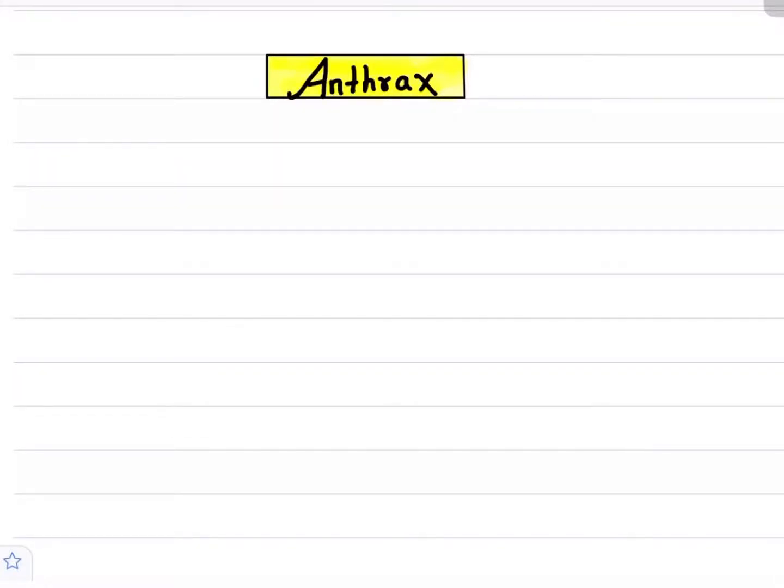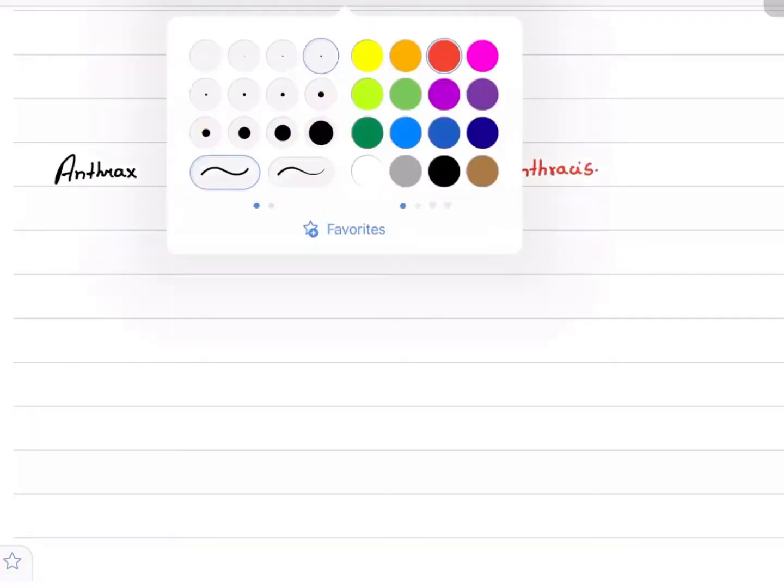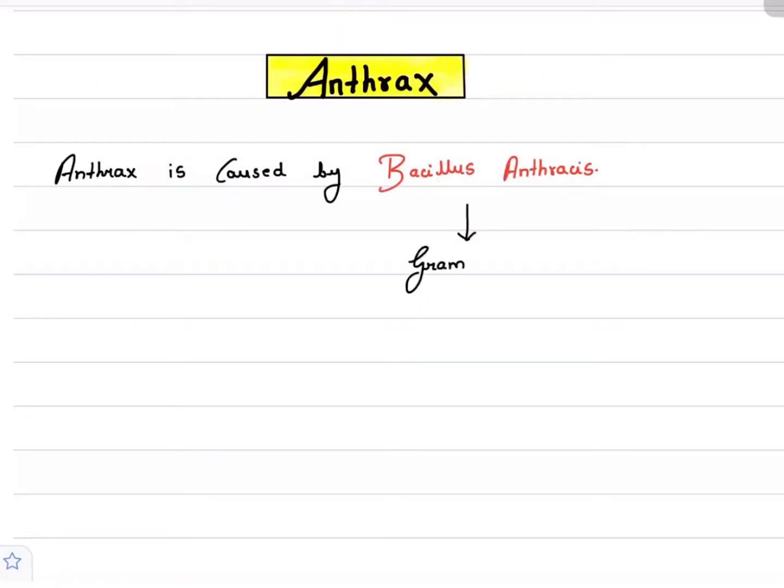Anthrax. Anthrax is caused by Bacillus anthracis. It is a gram-positive, rod-shaped bacteria.